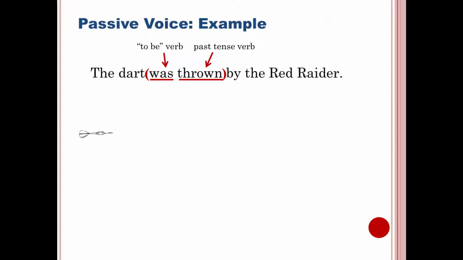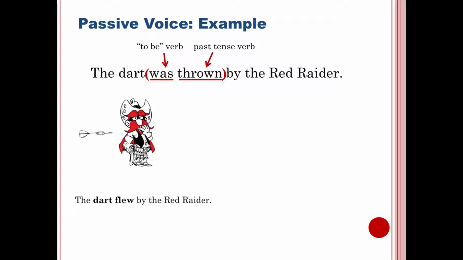We could interpret this as the dart was thrown physically by the Red Raider. In other words, it passed him. Maybe he had to jump out of the way. In that case, we would just change the verb, flew, and it would be the dart flew by the Red Raider. In that case, we have an actor in the subject position that is performing the action of the sentence, which is important in every sentence. But we have to change that verb so we know for certain that the dart is the actor.